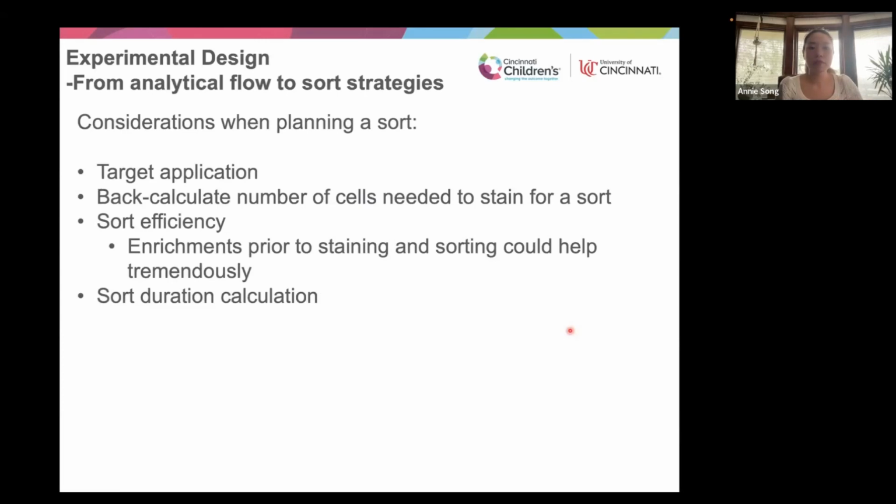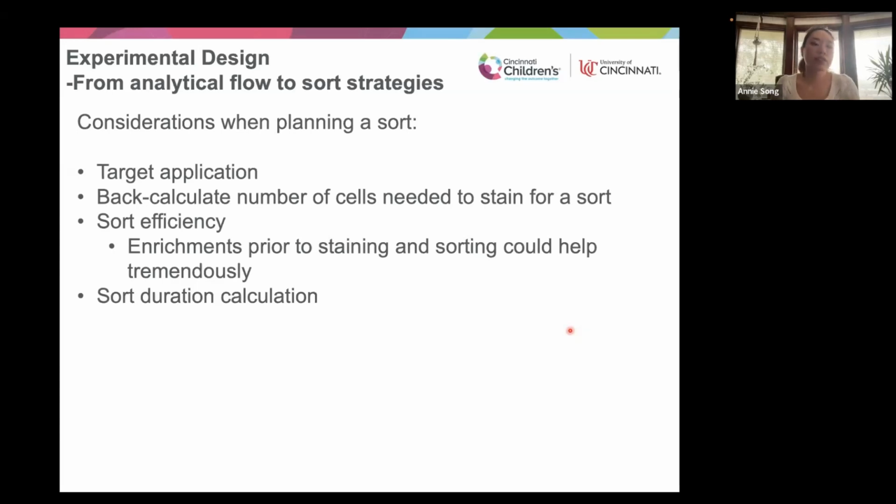So in terms of experimental design, typically, we do analytical flow cytometry to start with, and then we derive the sort strategies to sort and validate the cells functionally. Some of the considerations when you're planning a sort pretty much circle around, what is the target application downstream? Are we doing a culture? Are we doing a sequencing? Or are we doing multi-functional assays where we have to break the cells into multiple applications? And that dictates how we back calculate the number of cells to actually use for a sort. Typically I see students really struggle with this one when we teach.